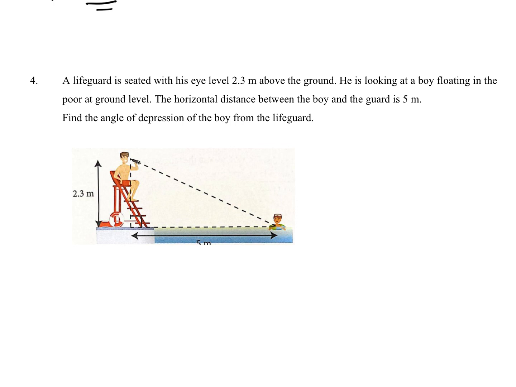So you can see this one is vertically above the ground. Okay, maybe I use a darker color. Look at this one. So he's above the ground. And then the person in the swimming pool, the boy in the swimming pool, is horizontally across. Okay, and then you have this one, the angle of depression. So drawing this out. Right, I have my lifeguard 2.3 meters, the boy inside, 5 meters. This can be 90 degrees. Why? Because it's a vertical and a horizontal distance.